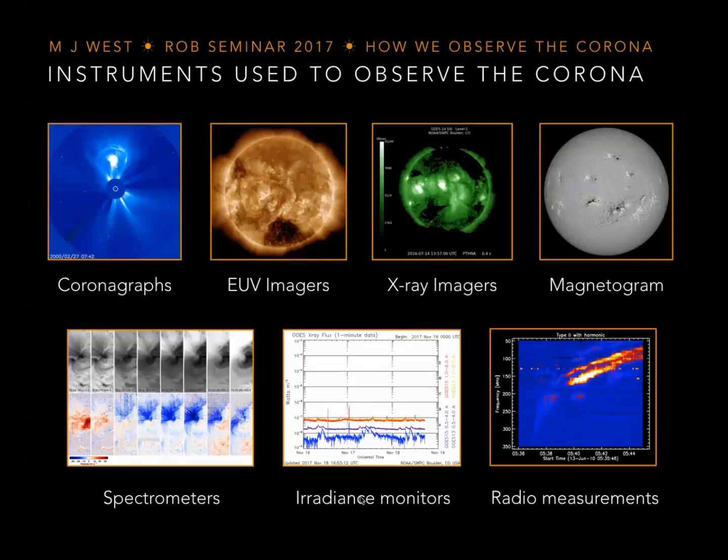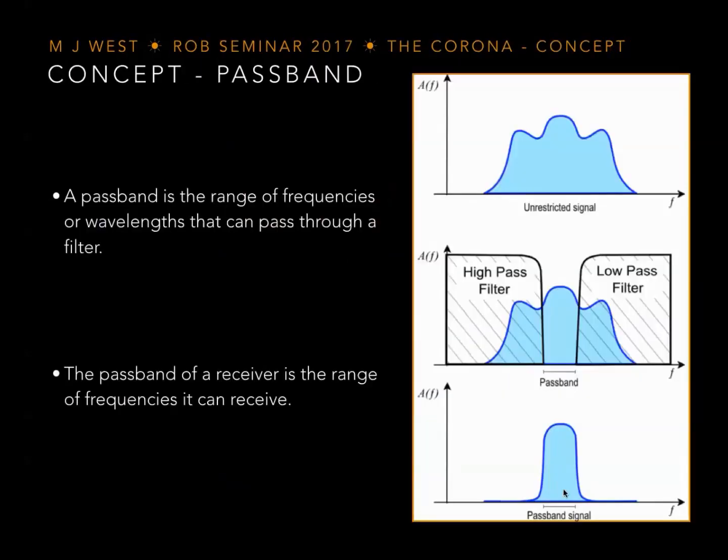And finally, I also want to talk about radio measurements, which also allow us to make the density and velocity measurements. Now, when I was putting this together, I wasn't sure if everyone was familiar with the concept of a passband. So I'm going to put up pictures of the sun in different EUV passbands, and I will turn around and say, we're looking at the sun in a particular temperature.